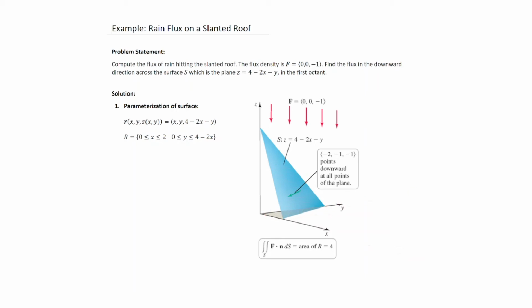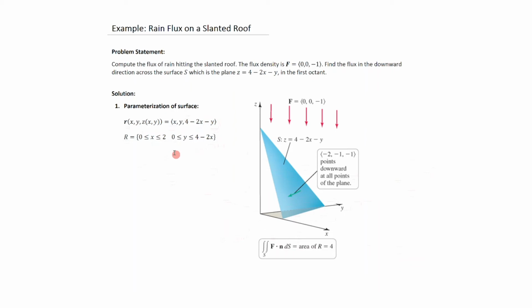So the parameterization of the surface is relatively simple. We have x, y, and the z component is more or less the equation of the plane. We're only interested in the first octant, so we're interested in x from 0 to 2. 2 would be this point here. And the limits on y would be y equals 0, which would be this line, and this line here, which is just the equation y equals 4 minus 2x. So the bounds for the double integral are set between 0 and 2 for x and between 0 and 4 minus 2x for y.